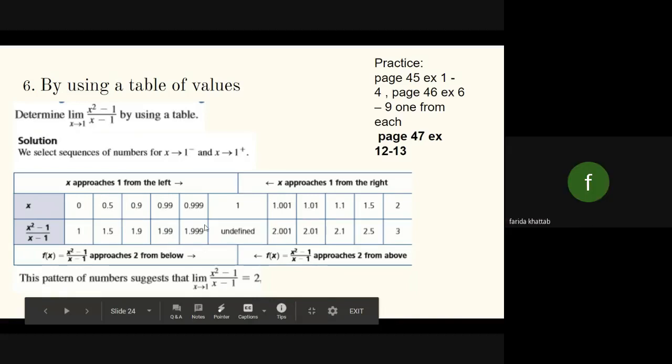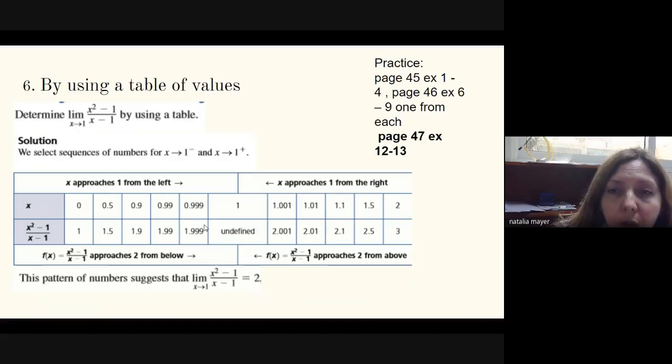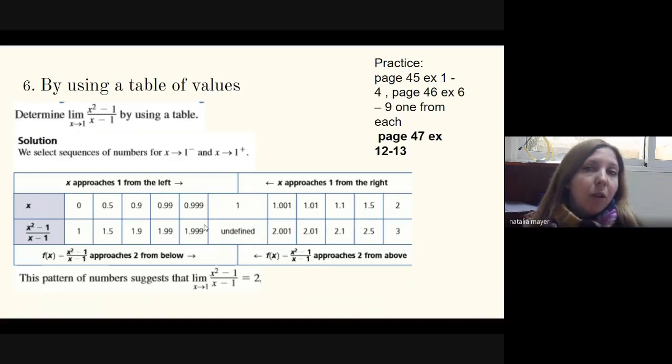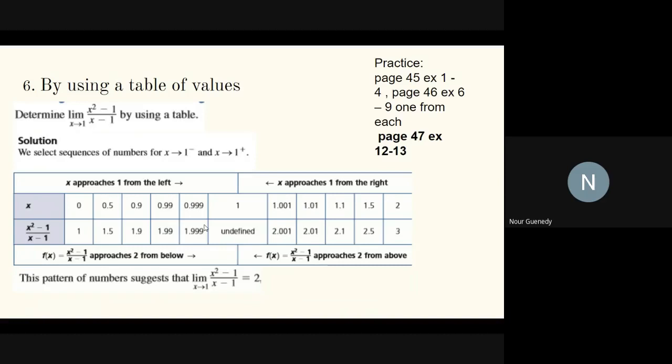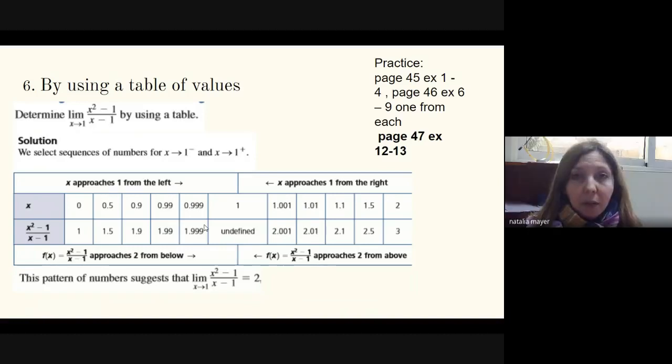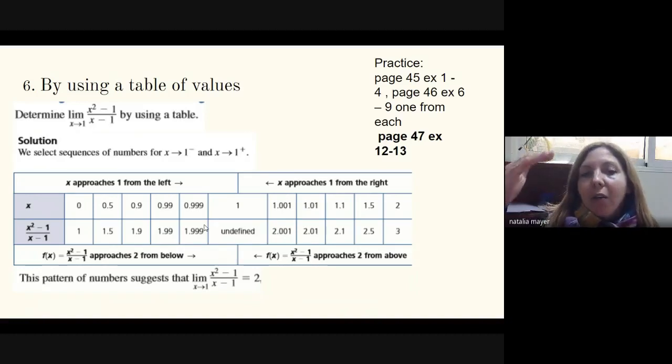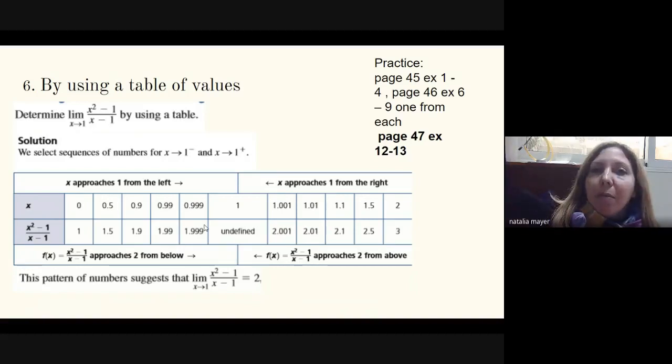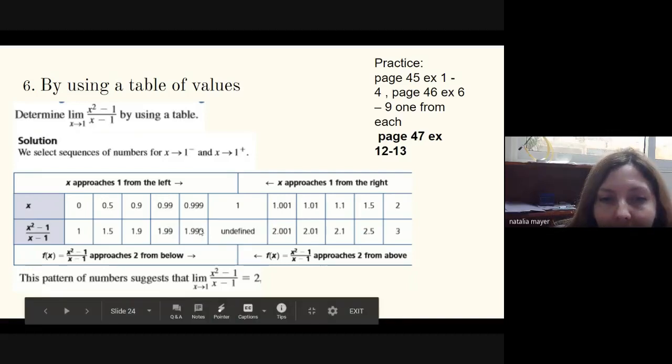Because it's on the left side. So if it's on the left side, then it's from below. Because it's approaching 2 on the y-axis, right? So it's coming from below because on the y-axis, the lower the number is, the smaller it is, right? The higher the number is, the larger it is, right? So that's why, since this is less than 2, it's approaching 2 from below.